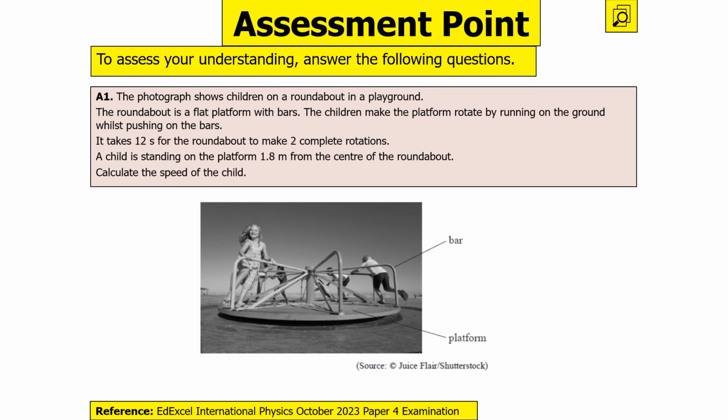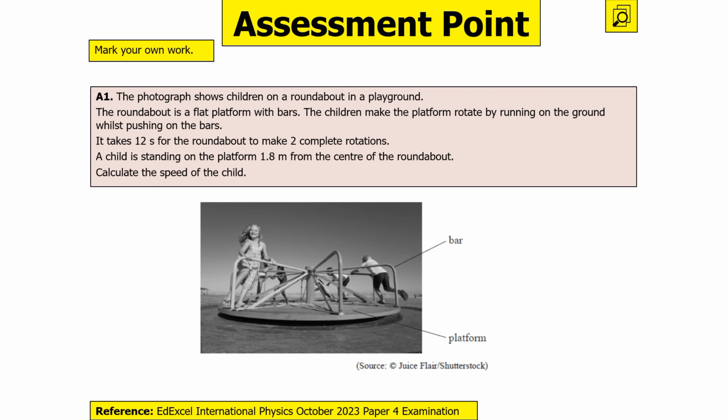The next question says, the photograph shows children on a roundabout in the playground. The roundabout is a flat platform with bars. The children make the platform rotate by running on the ground whilst pushing on the bars. It takes 12 seconds for the roundabout to make 2 complete rotations. A child is standing on the platform 1.8 meters from the centre of the roundabout. Calculate the speed of the child. So pause the video now, then unpause the video when you want to go through your answer.